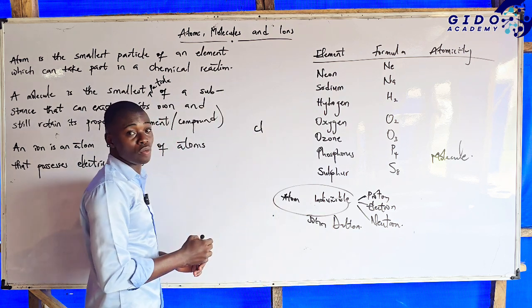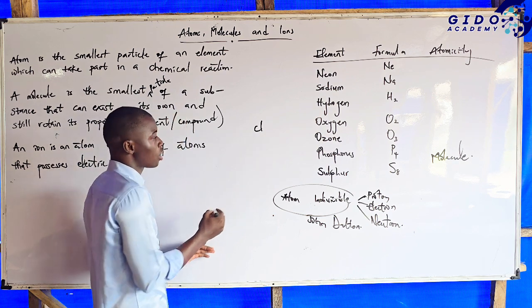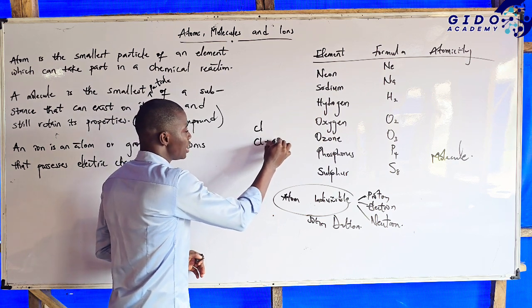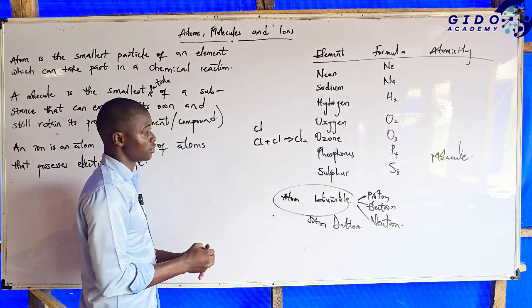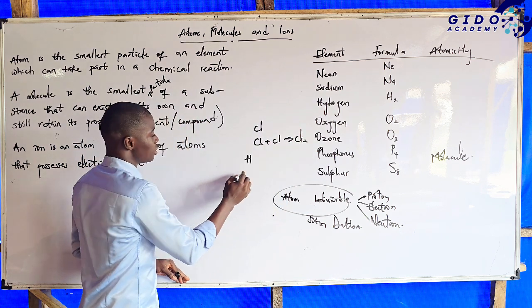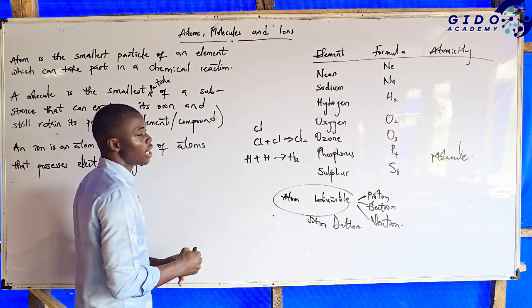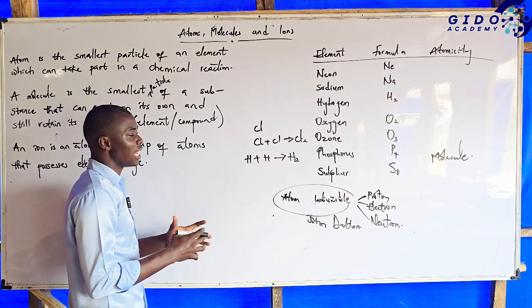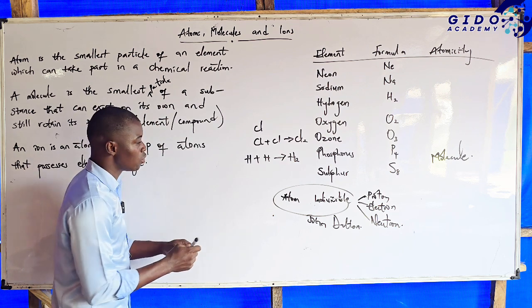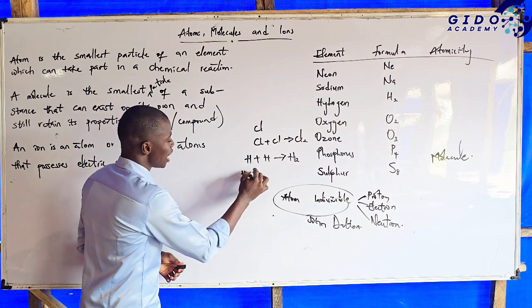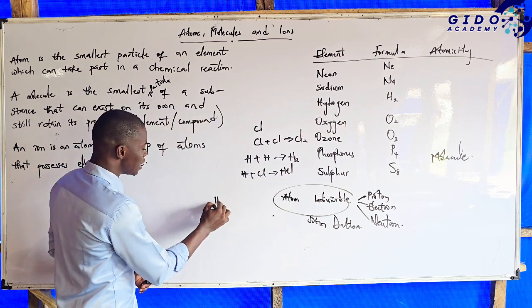Let me give you an example of a particle. Chlorine here is an atom. And if chlorine should combine with another chlorine, which is Cl plus Cl, to form Cl2, this is a molecule. This is hydrogen. If it reacts with another hydrogen, it's going to form what? Hydrogen what? Molecule. So when elements combine together, they form what? Molecule. Let me give you two different elements. Hydrogen plus chlorine is going to give us hydrochloric what? Acid. This is a molecule.